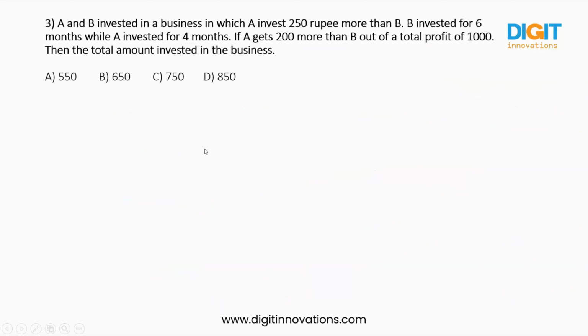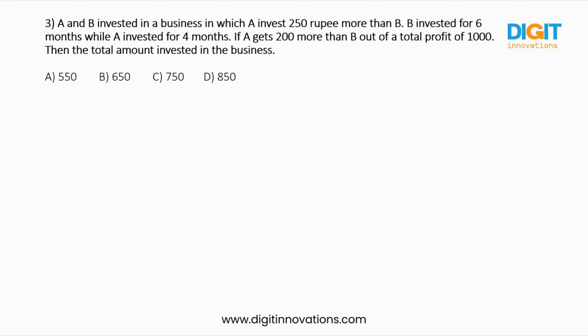So next one: A and B invested in a business in which A invests 250 rupees more than B. B invested for 6 months while A invested for 4 months. If A gets 200 more than B out of a total profit of 1000, then what is the total amount invested in the business? Here no information is given about the actual profits of any particular person.